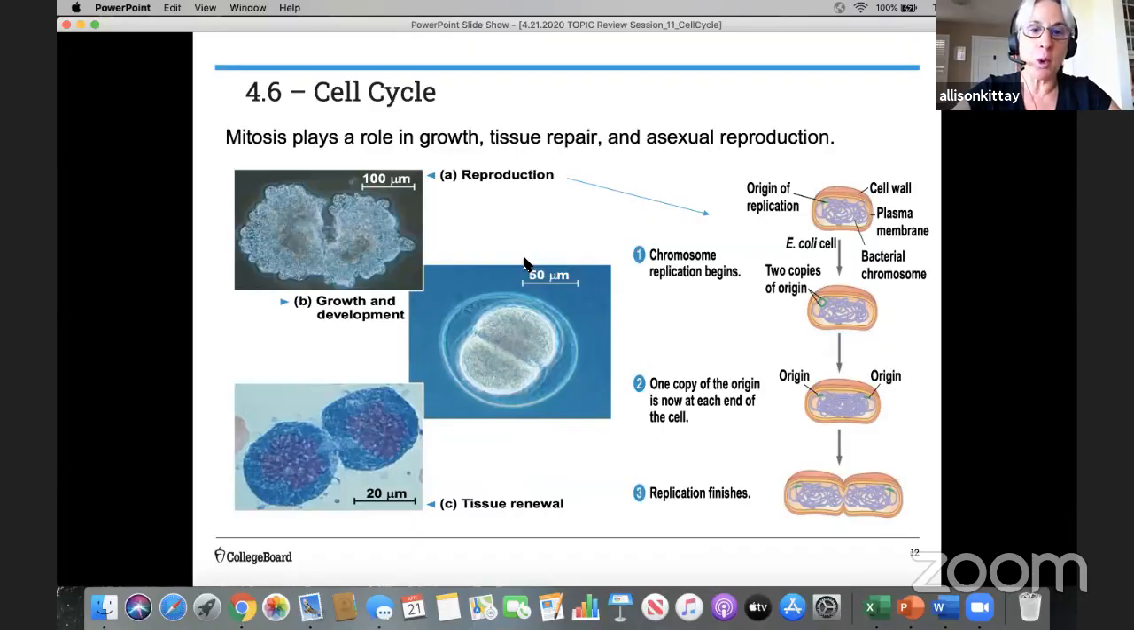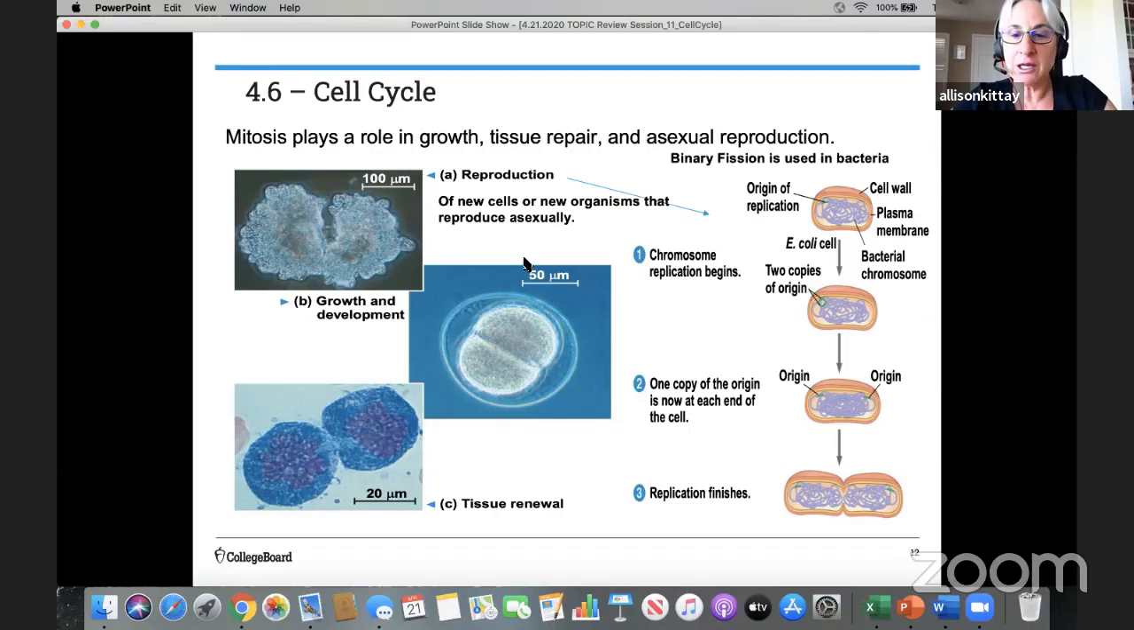So mitosis plays a role in growth of a cell or an organism, if it's a single-celled organism, tissue repair, and asexual reproduction in single-celled organisms. So let's take a look at either cell reproduction, that's the first image we see, or if it's a new organism that reproduces asexually, I have an image of binary fission, which is used in bacteria. This example is an E. coli, and the end result after the genetic material is copied and the cell splits, we have two identical E. coli bacterial cells.